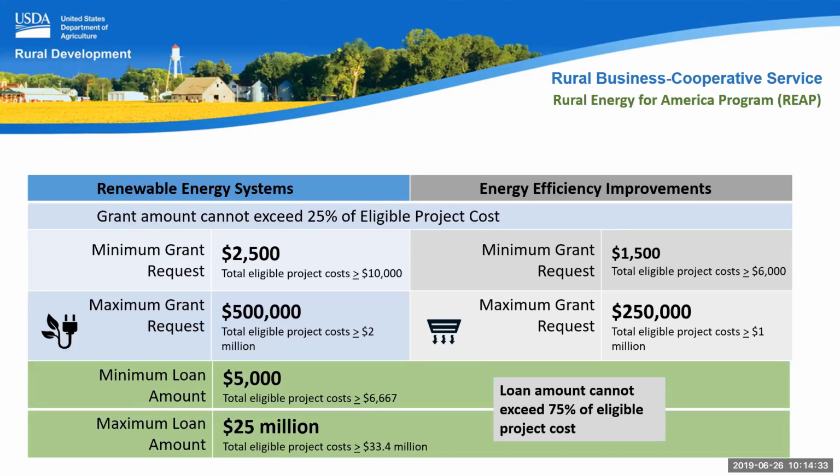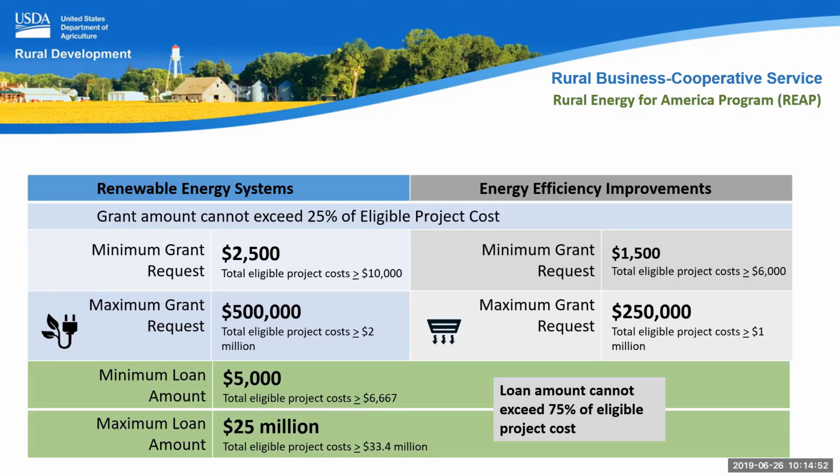On the energy efficiency side of the program, the minimum grant request could be $1,500 with a total project cost of $6,000 at least or more. The maximum grant request for that energy efficiency improvement would be $250,000.